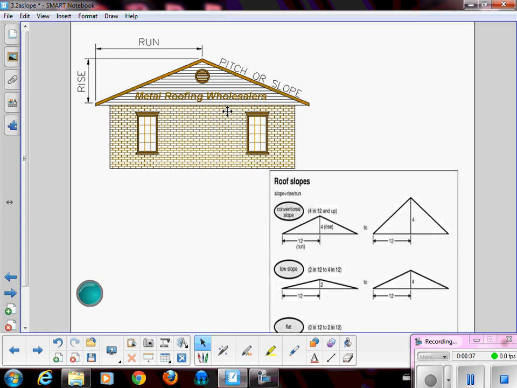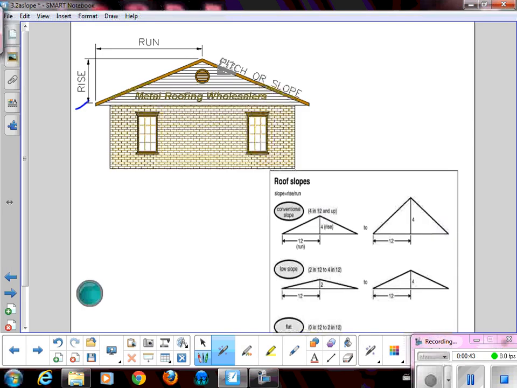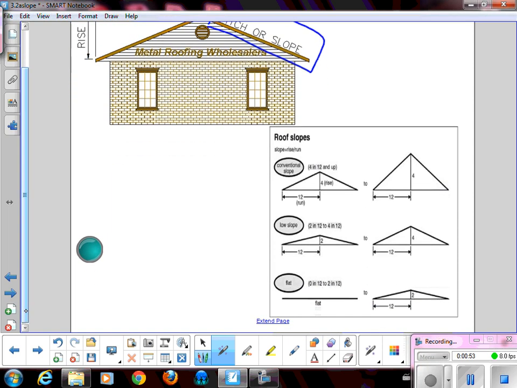Now you can see here in this diagram, they're talking about something rising and running. And we call it the pitch or slope of a roof. When you're driving around, you'll notice that some roofs are steeper and some are flatter than others. That is one place where we see slope, because slope and pitch mean the same thing.